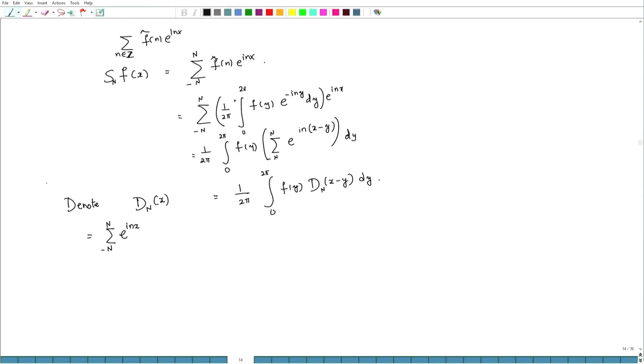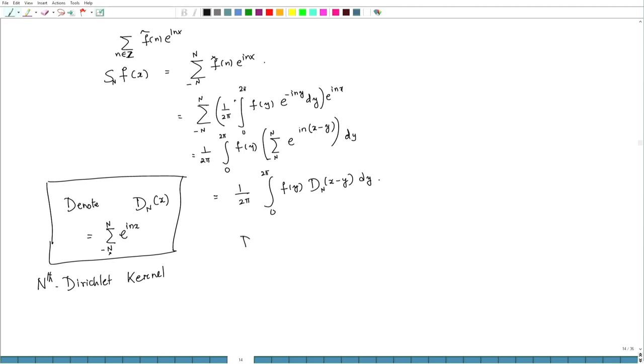This D n is called the Dirichlet kernel. To make it significant, let me call it the nth Dirichlet kernel. So, this simple observation suggests that in order to understand the convergence of the Fourier series, we need to understand the behavior of D n of x. Now, let us see what exactly this function D n of x, the Dirichlet kernel, looks like.